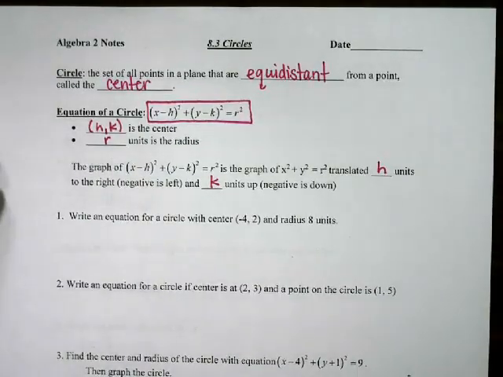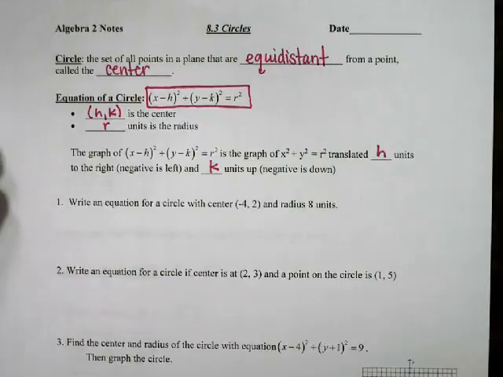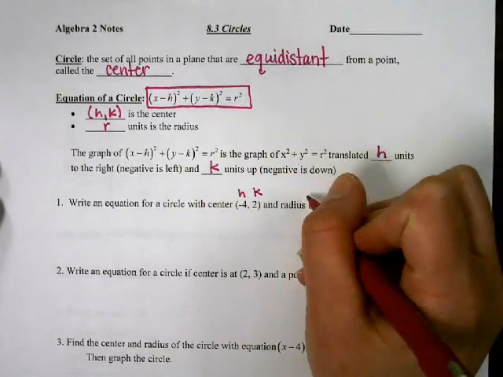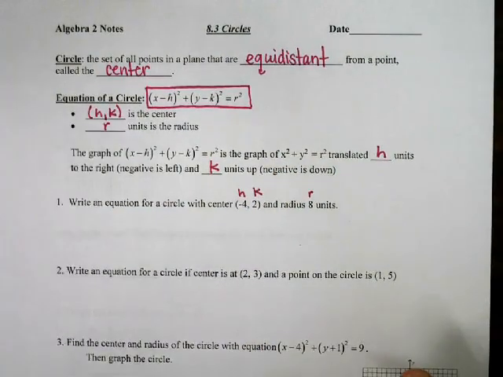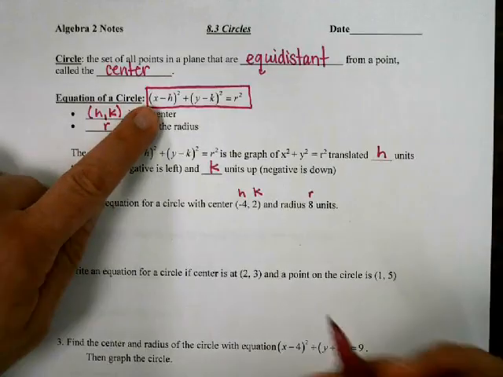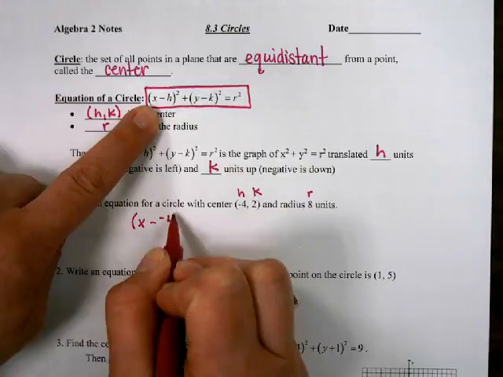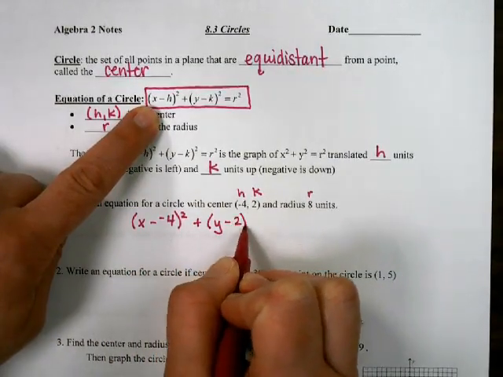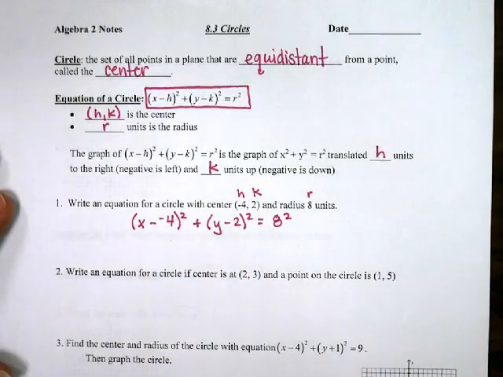Okay, so the first one says, write an equation for a circle with the center at (-4, 2) and a radius of 8 units. Well, they gave us h and k, and the radius r. So we're going to fill it in. (x - (-4))² + (y - 2)² = 8².